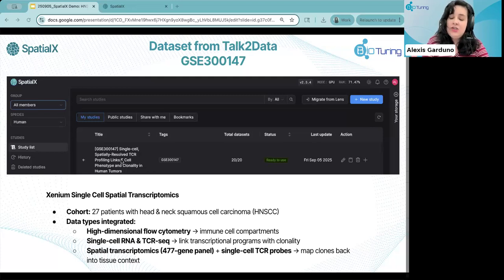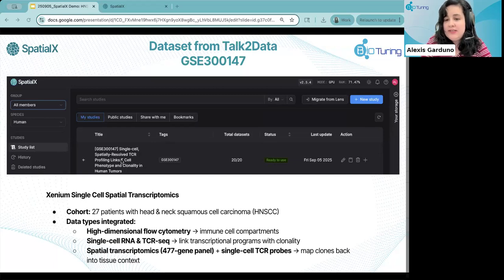Since this data set has this multimodal approach, that's the reason we wanted to look at this study. It is new, from 2025, so this year. They looked at around 27 patients with head and neck squamous cell carcinoma.